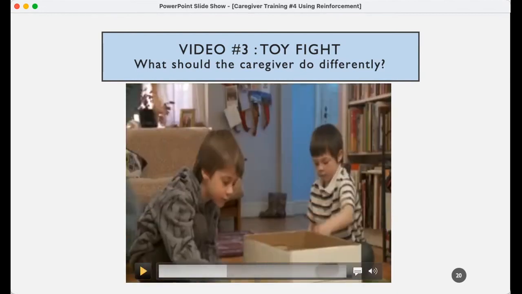So in this video, you see the boys are cleaning up their toys nicely, and mom does a great job. She catches them being good. She provides lots of social reinforcement and then tells them she's gonna go get them a treat, which is that tangible reinforcer. Let's see what happens when she leaves the room.